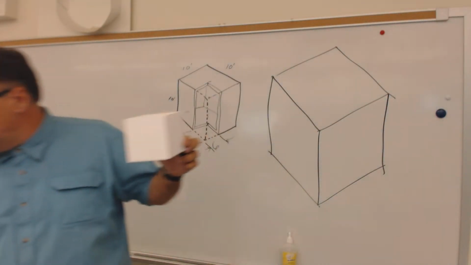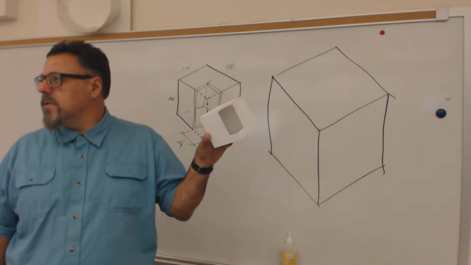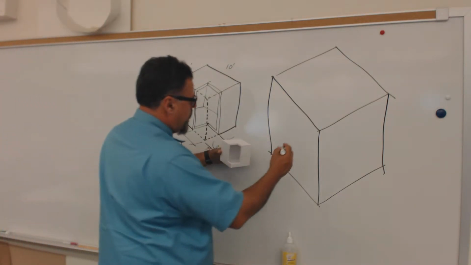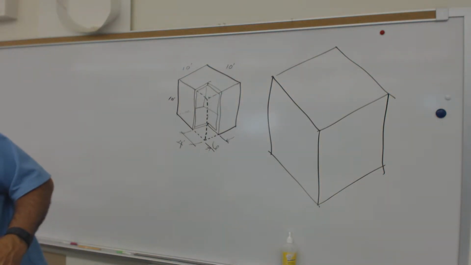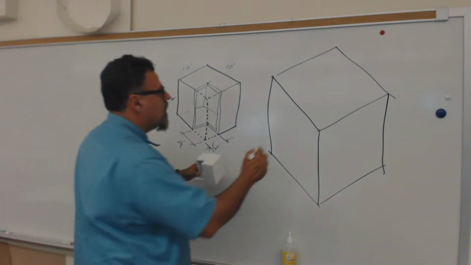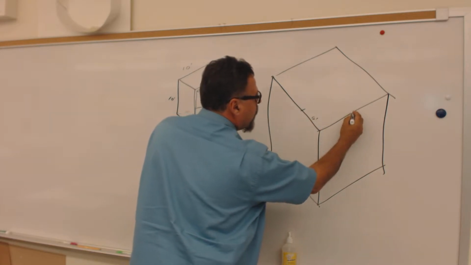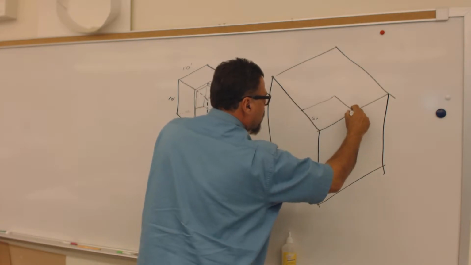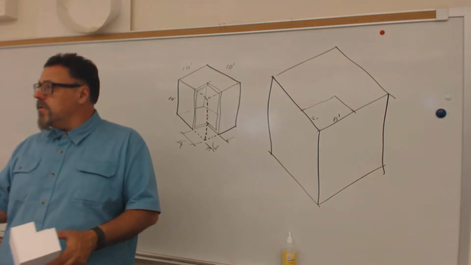All right, and what you want to do is produce something that looks like this. I'm going to have you make a cutout, and that cutout is going to be six foot in one direction and 8 foot in the opposite direction. All right, so 6 foot by 8 foot. Is that clear so far?